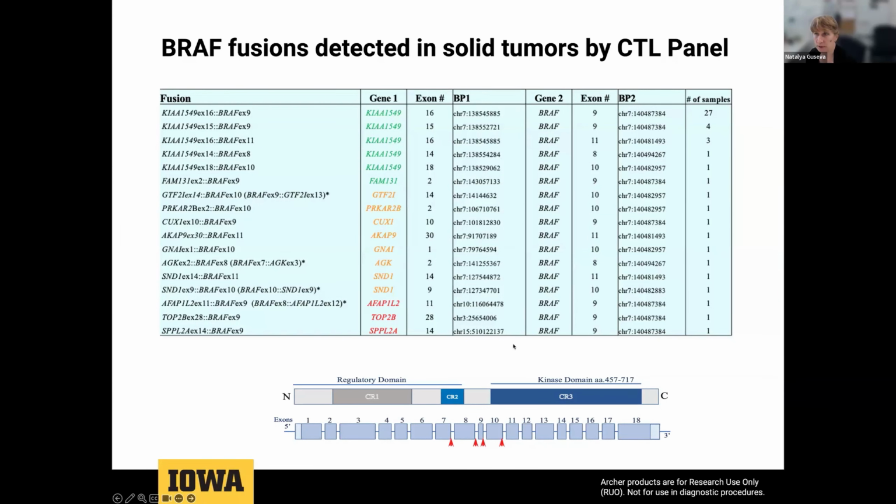All of these fusions preserved the kinase domain for BRAF and had sense for the malignancies we tested.